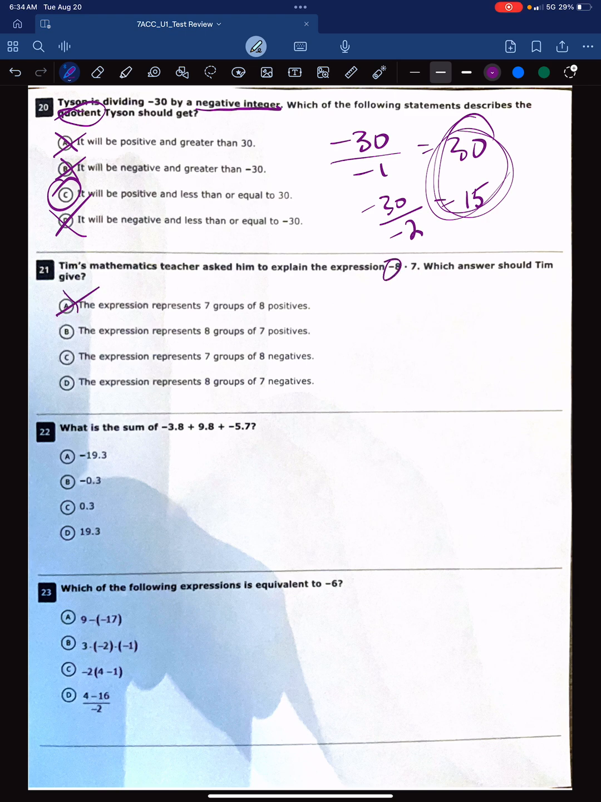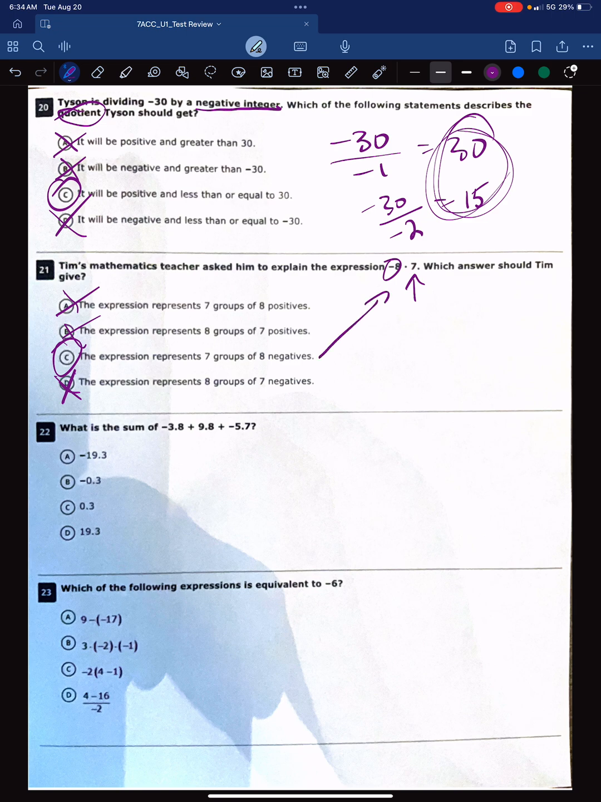It's negative 8. The expression represents 8 groups of 7 positives. No, where's the negative? The expression represents 7 groups of 8 negatives. Yeah, because there are 7 groups of 8 negatives. Or D, the expression represents 8 groups of 7 negatives. So both C and D will give you the right answer. But C is more appropriate to what we say because we have negative 8.